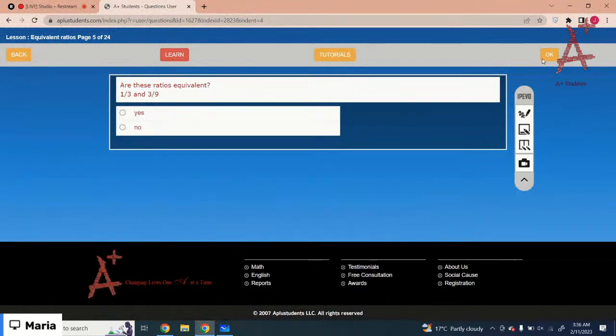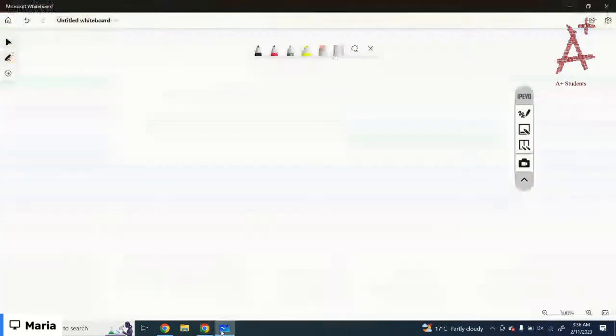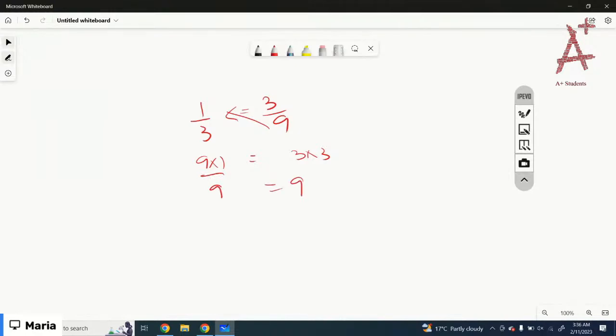Okay, the next one is, are these ratios equivalent? 1 by 3 and 3 over 9. Got it? Just cross multiply to do 9 times 1, and here we have 3 times 3. So 9 times 1 is 9 and 3 times 3 is 9. Got it? Yes, they are equivalent. So the correct option is yes.